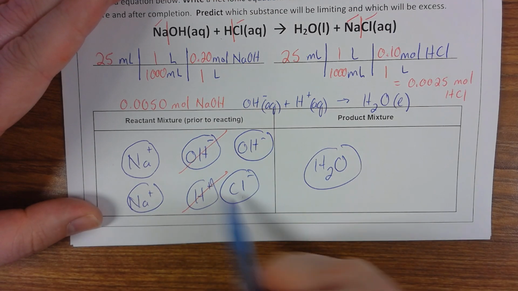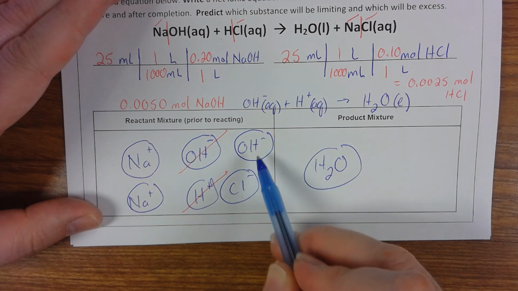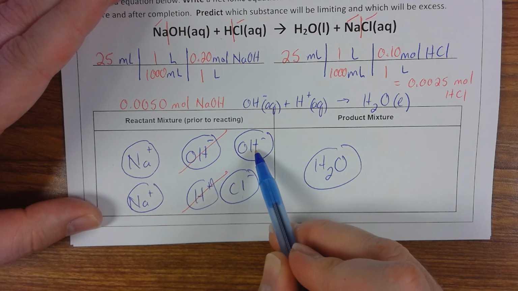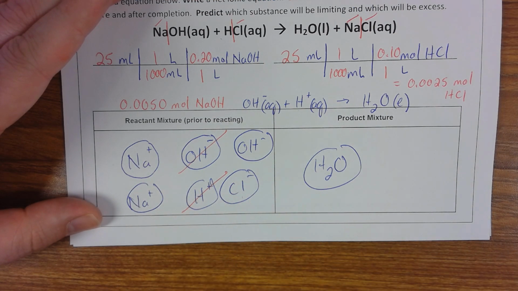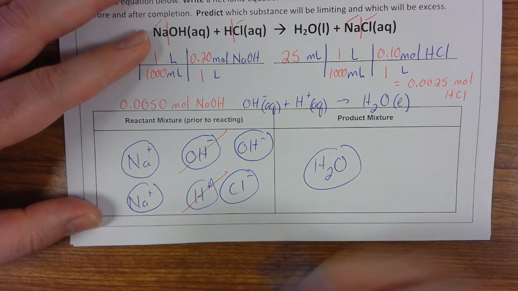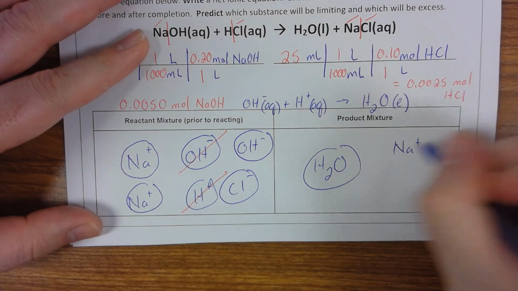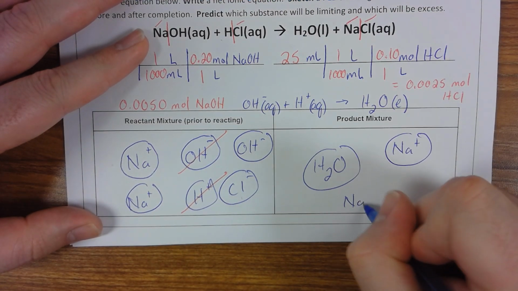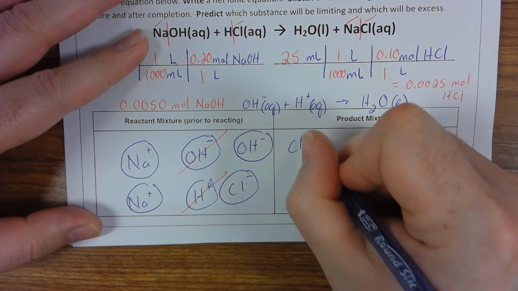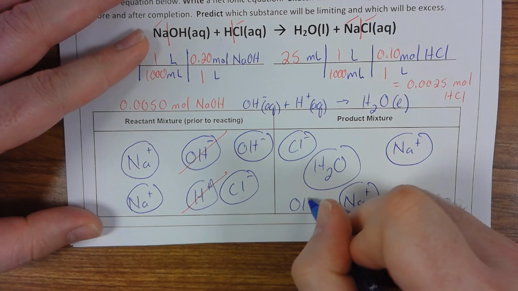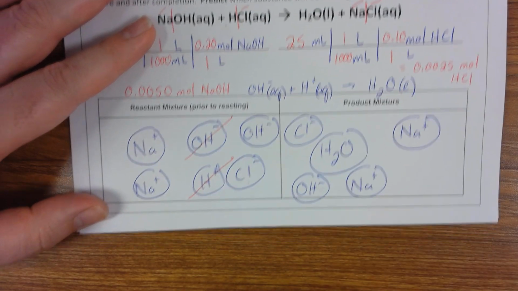And the problem is, that's all that can happen. These Nas are spectators. The Cl here is a spectator. And the OH isn't a spectator, but he has no one to react with. There's no H pluses floating around in here. So you're going to draw all of these guys over here just floating around, doing what they do. So 2 of the Na pluses, and then a Cl minus, and then one of the OHs who never got a chance to react. Poor hydroxide.